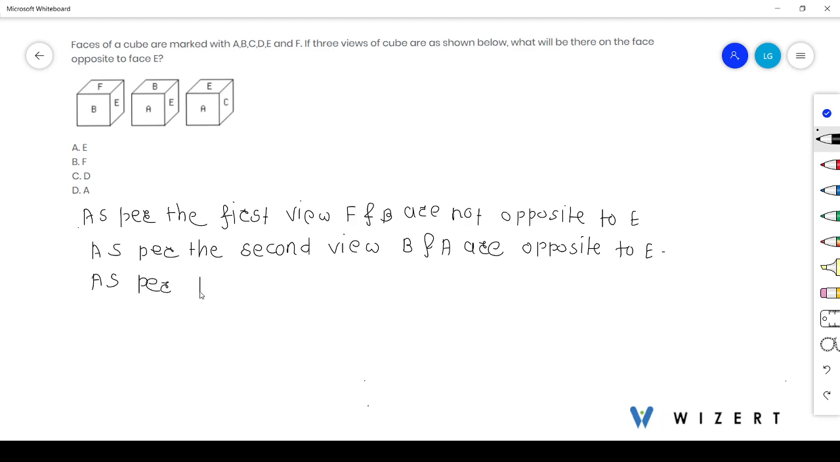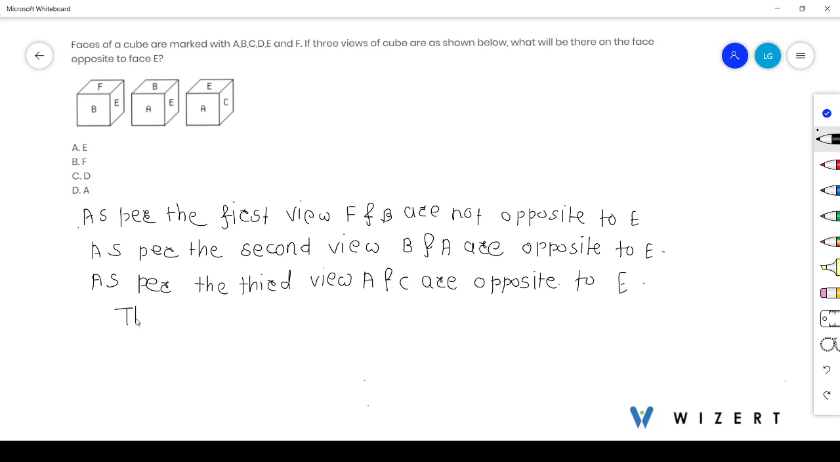And as per the third view, here A and C are adjacent to E. So A and C are not opposite to E.